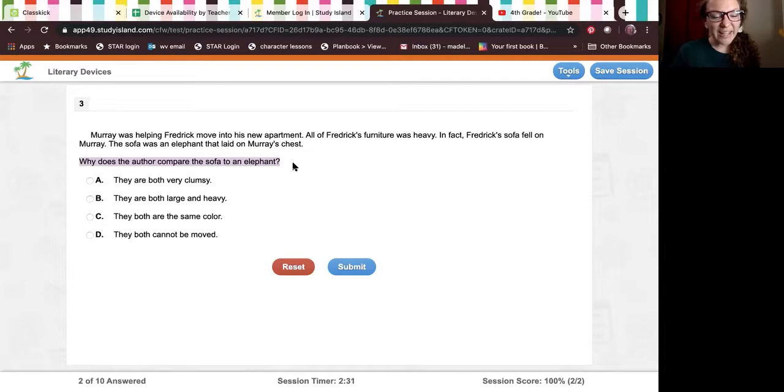I would say that C, they are both the same color, is just a crazy one. That's the wonky one. That's the doofus. That really doesn't have anything to do with the story. B is talking about things being very large and heavy, and D is talking about it cannot be moved. If I go back to the story, I can see it says all of Frederick's furniture was heavy. The sofa fell on Murray. So I can tell that they did move it, but it must have been large and heavy. So the correct answer would be B.